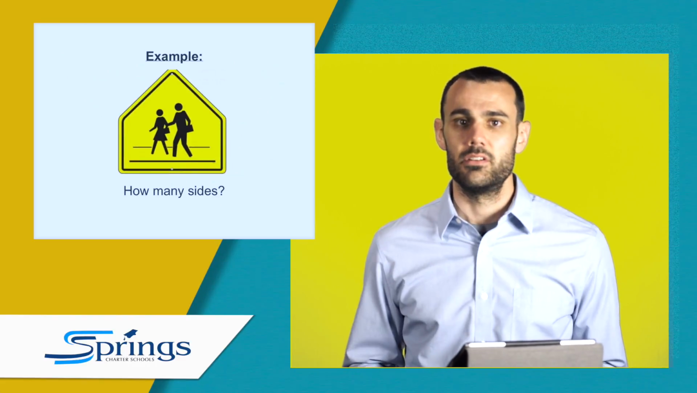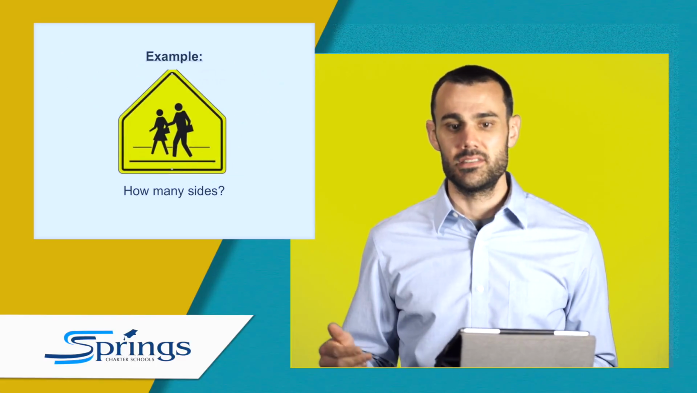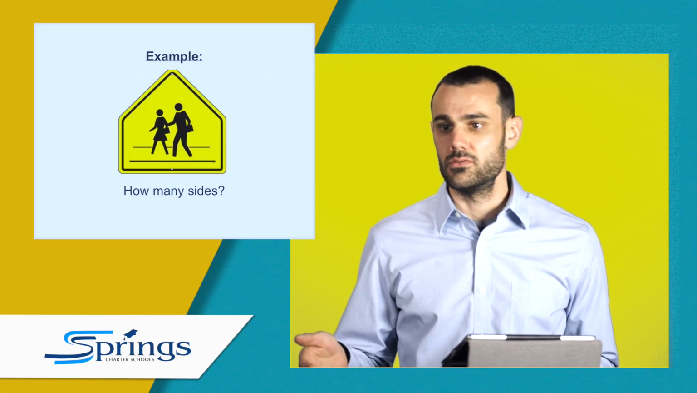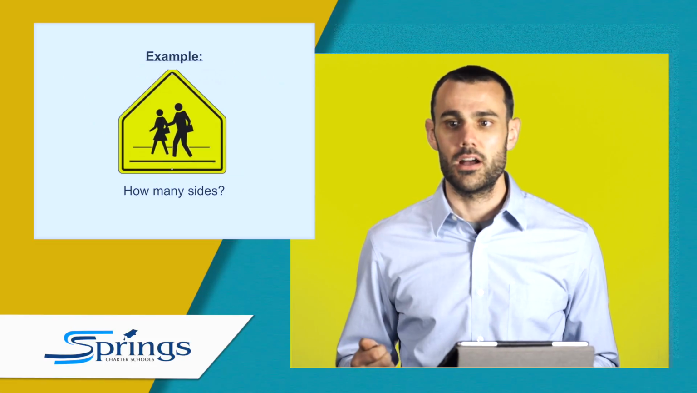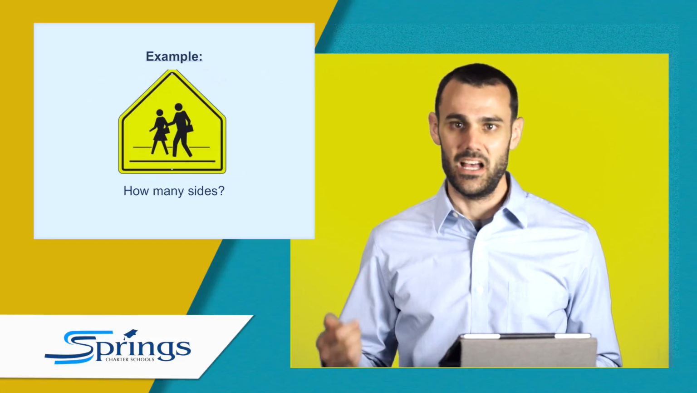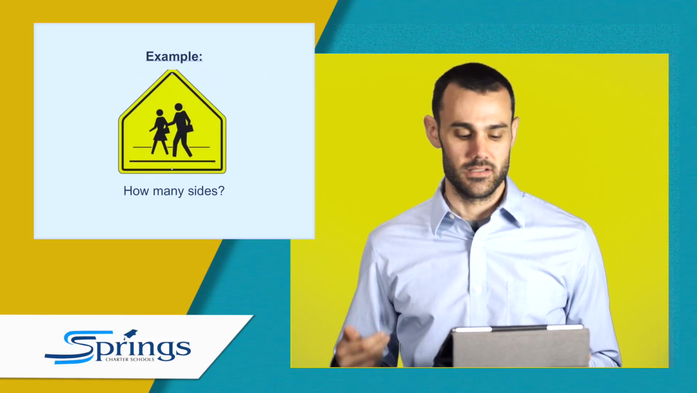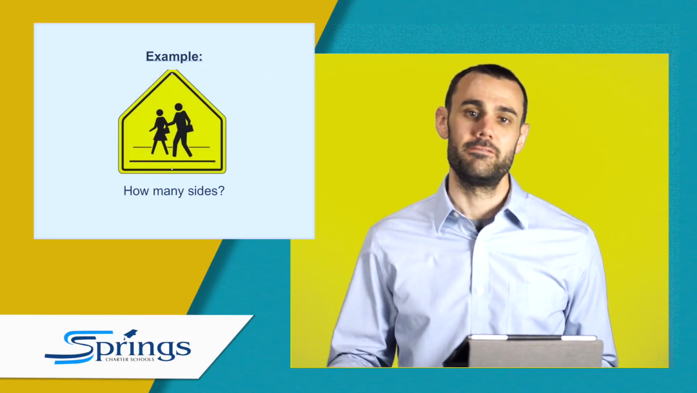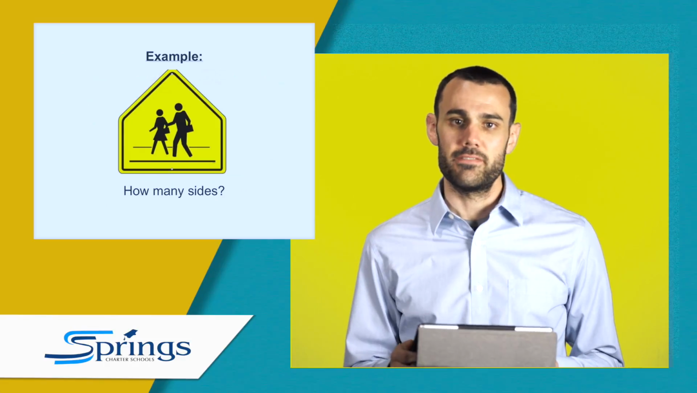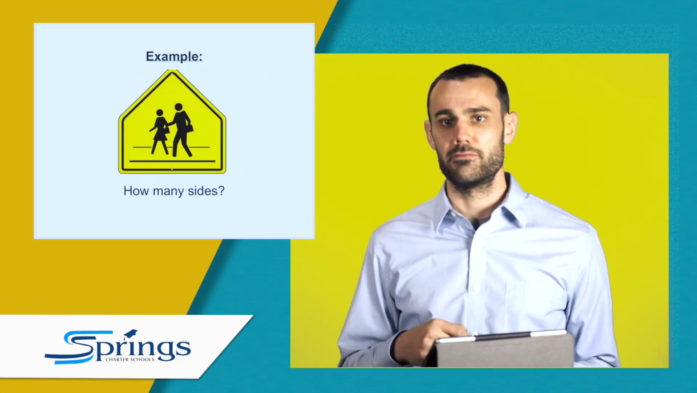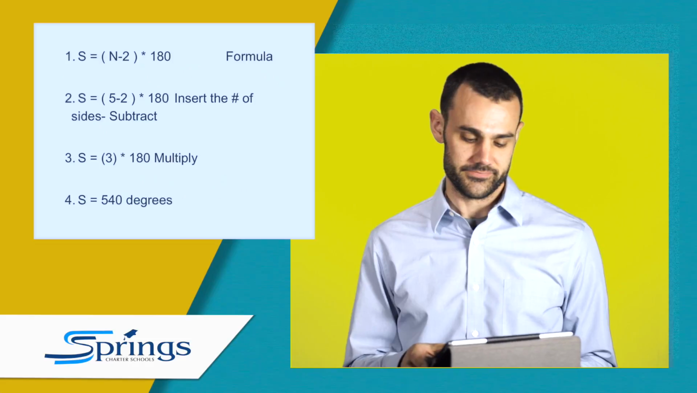So here's an example. Here's an everyday street sign we would see, especially when you're going to a school or going on a crosswalk to cross the street. So how many sides does this shape have? Well, it has 1, 2, 3, 4, 5 sides. So remember the number 5 as we're going to use it to insert into our formula to solve the problem.